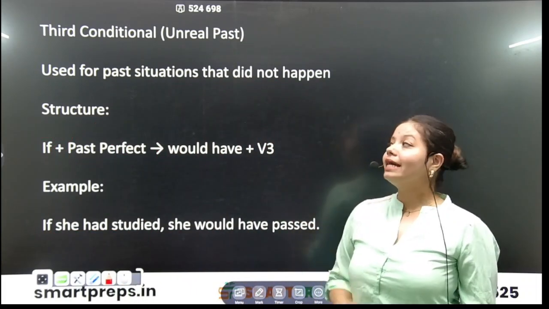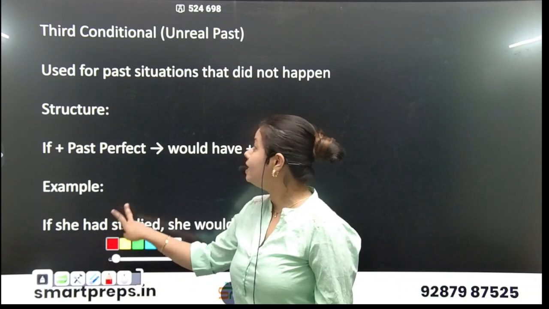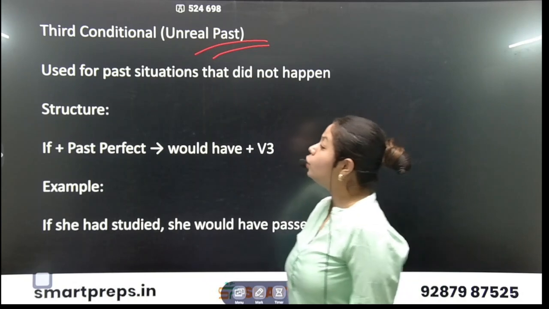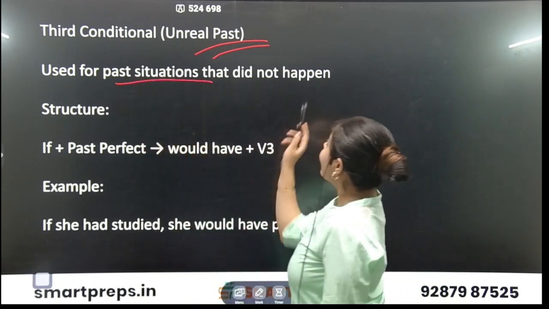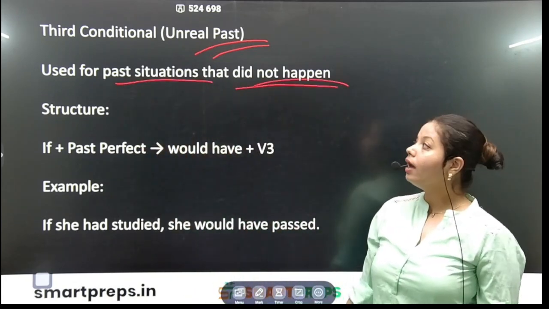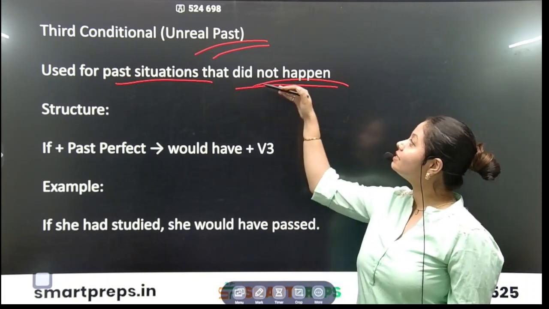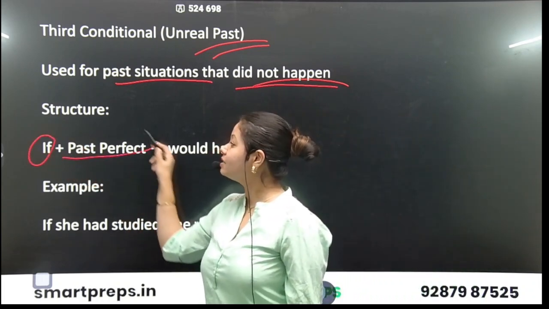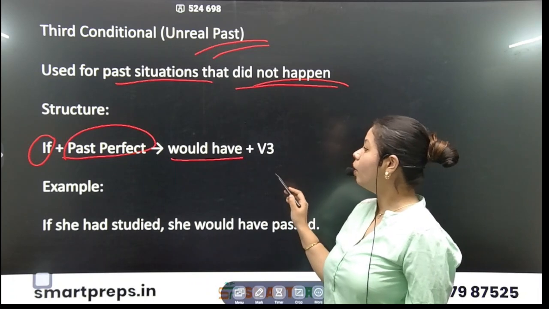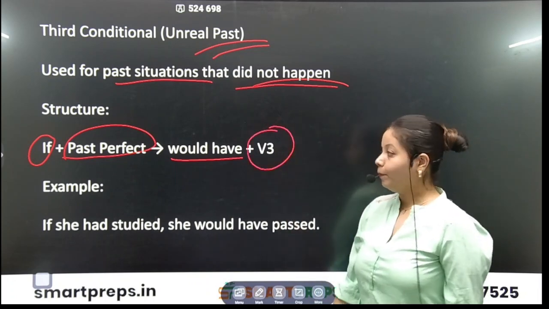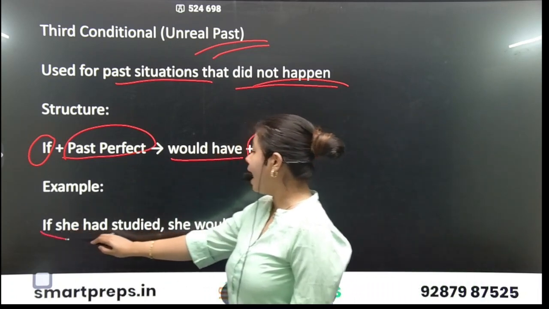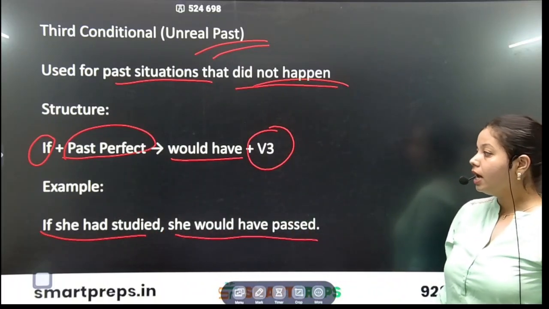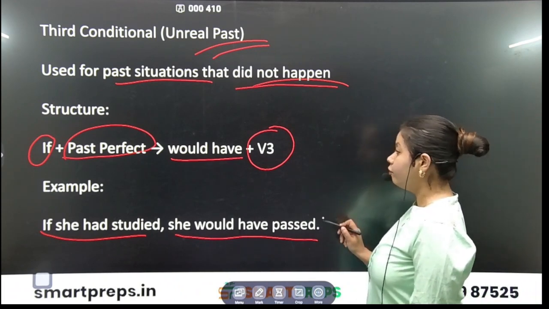Now let's understand the next type, that is the third conditional, which is used for unreal past, for past situations that did not happen. What will be the structure? The structure is if plus past perfect, would have, plus the past participle. For example, if she had studied, she would have passed.